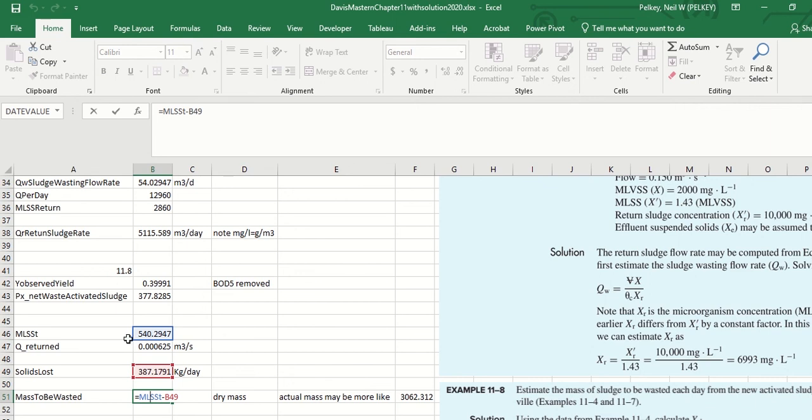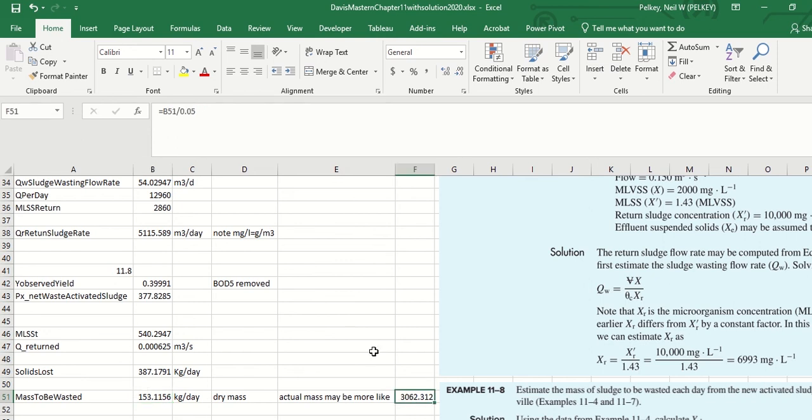And finally, we take our mixed liquor suspended solids total. We take away the solids lost from decomposition, and we have 153 kilograms per day of dry mass to be wasted. But since it's 5%, if we come over here, we divide that by 0.05 or multiply by 20, whichever is your preference, and we end up with more like 3,000 kilograms a day of sloshy stuff to get rid of or to dry, etc. And that is the end of that question.